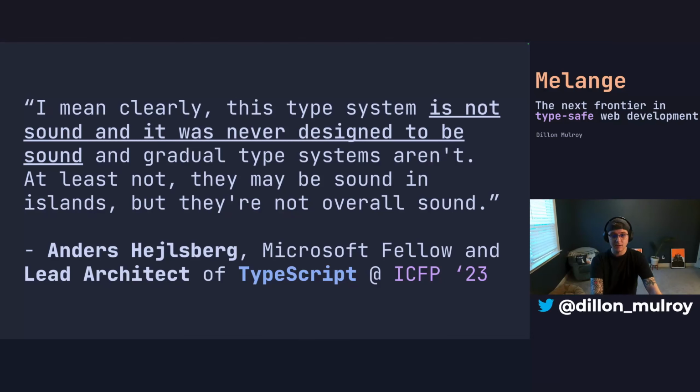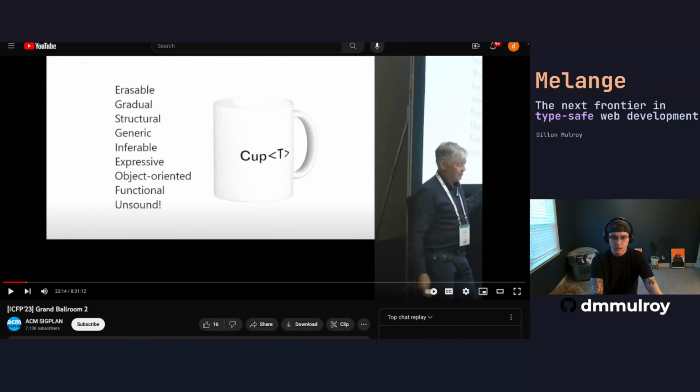is not sound, and it was never designed to be sound, and gradual type systems aren't. They may be sound in islands, but they're not overall sound." He used this slide to also describe TypeScript's type system. He described it as erasable, gradual, structural, generic, inferable, expressive, object-oriented, functional, and ultimately unsound.